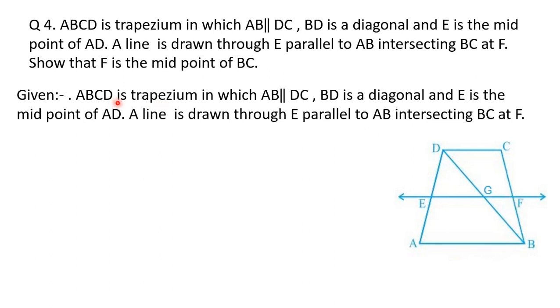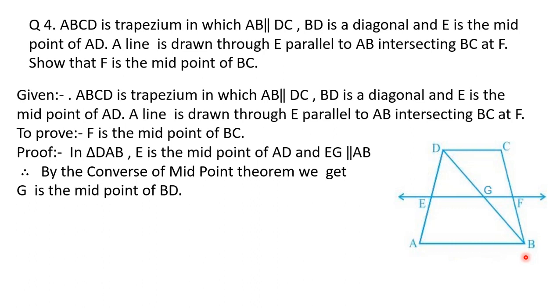So what is given: ABCD is a trapezium in which AB is parallel to DC, BD is the diagonal and E is the midpoint of the side AD. A line is drawn through E which is parallel to the side AB, to prove that F is the midpoint of BC. So let's take the proof.